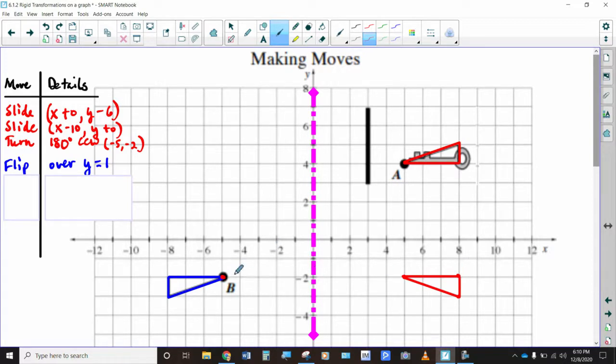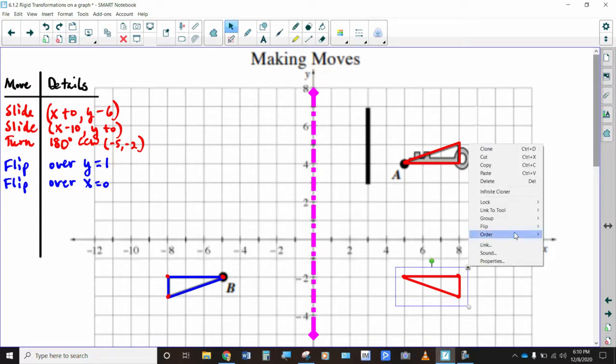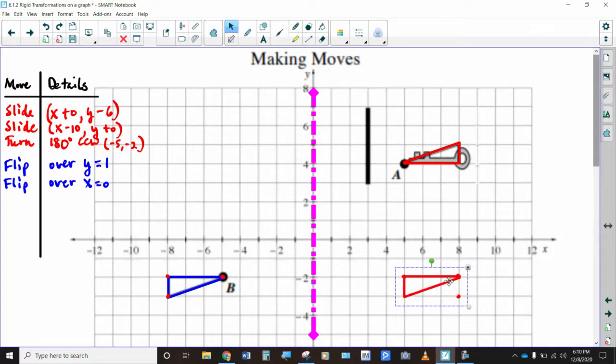This one's going to take 8 to get there, so we'll go 8 across. And then what we end up having is a flip that goes over the y-axis, or x equals 0. So let me go ahead and flip that again from left to right, and it's going to put us there.